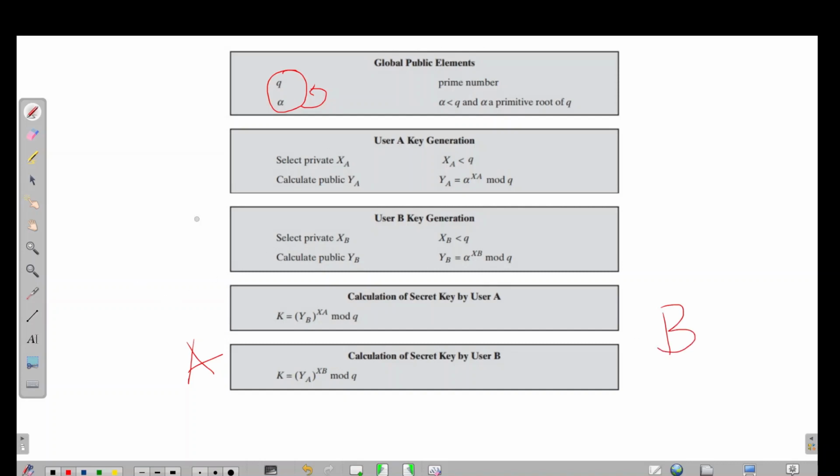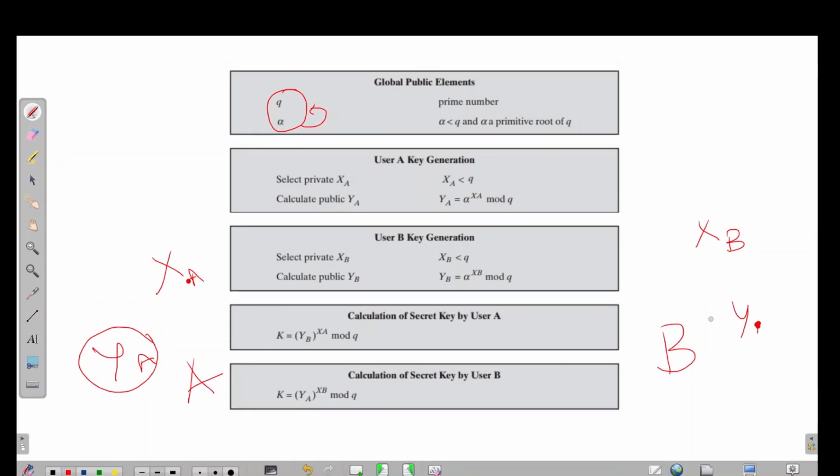What is happening on both sides? Each user will select a private key. Here A takes XA, B takes XB. They are private to themselves. Then using alpha, they calculate YA. This is the public key. Similarly, B calculates YB. This is their public key.